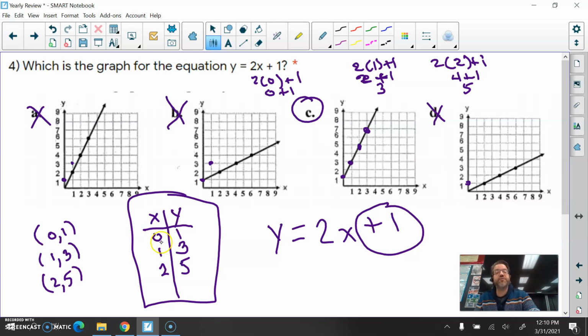And why did I choose 0, 1, and 2? Because they're really easy to spot on the x-axis in each of these graphs. And so when it's 0, what will y be? When it's 1, what will y be? When it's 2, what will y be? Okay? And then I can see it is C.